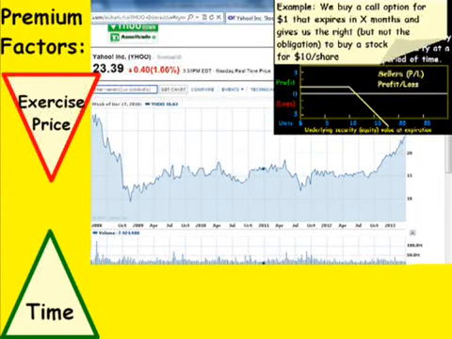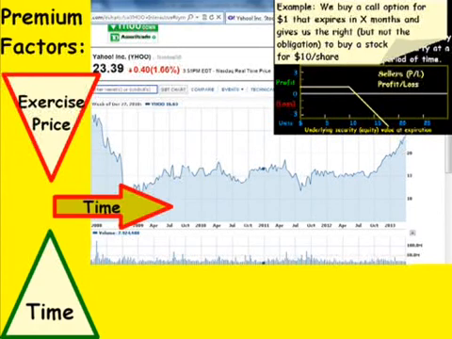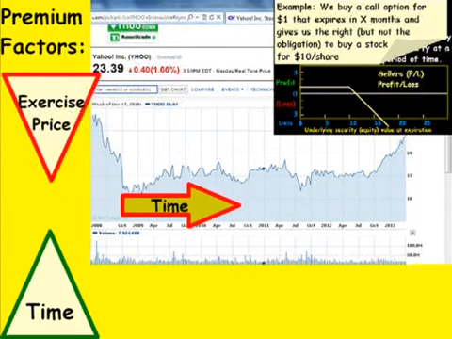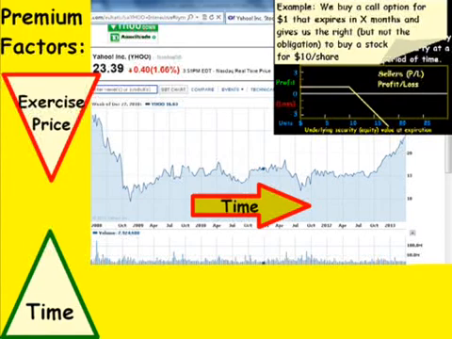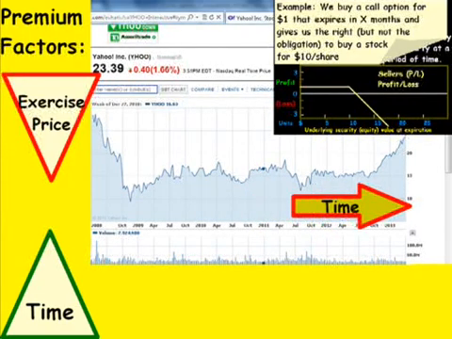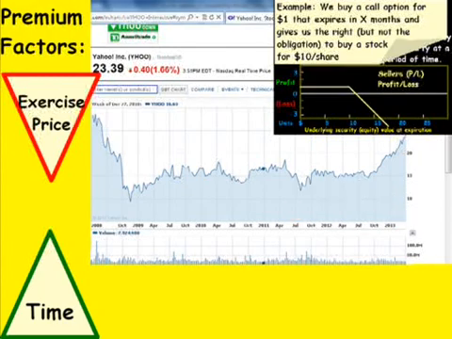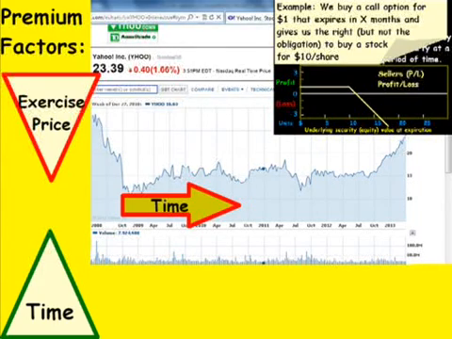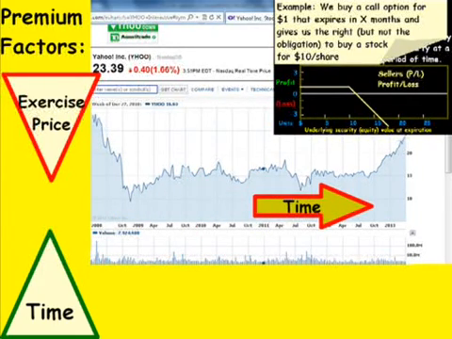Another factor affecting the premium is time. And essentially with time, the further out we go, I've got it in green here, the higher the time component of the premium is going to be. Conversely, the longer we hold an option and the closer it gets to expiration, we're going to have a thing called time decay, where the premium portion is going to head in the opposite direction. But the further out we go time-wise, the larger the premium is going to be.